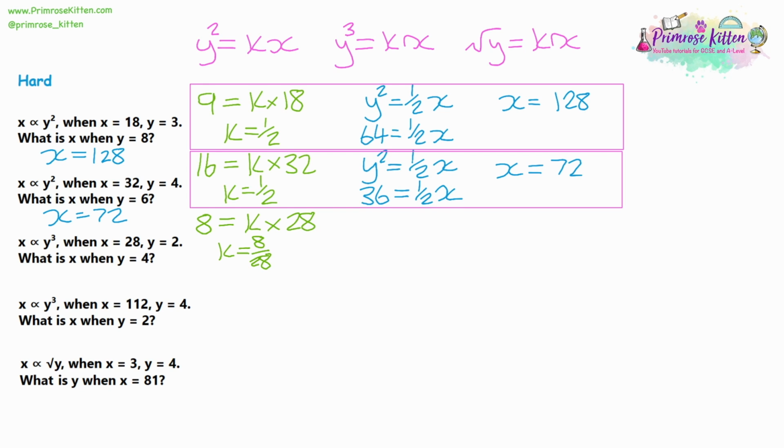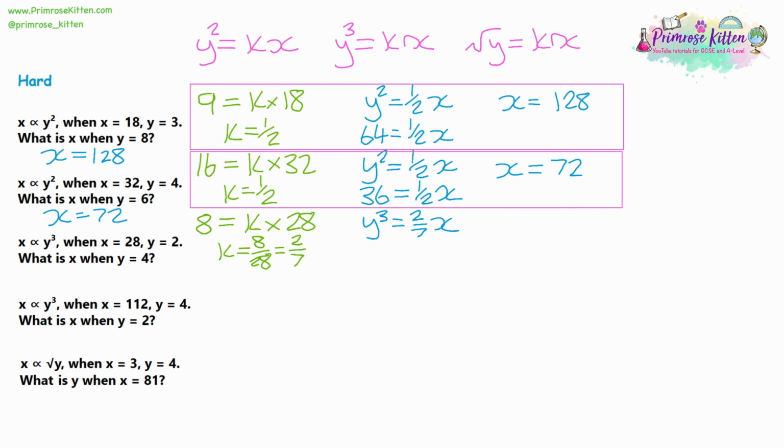They're both in the 4 times table, so let's divide by 4. 8 divided by 4 is 2. And 28 divided by 4, we can have it twice. Half of 28 is 14. Half of 14 is 7. So k is 2/7. So let's write out our equation. y cubed is equal to 2/7 x.